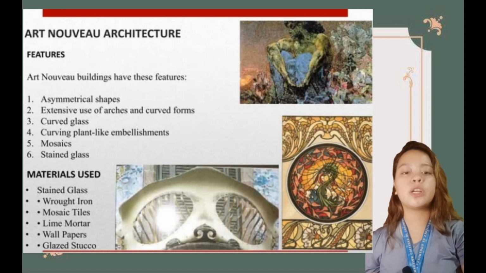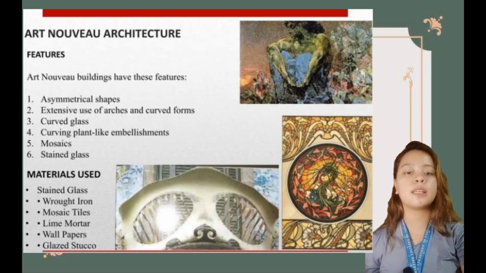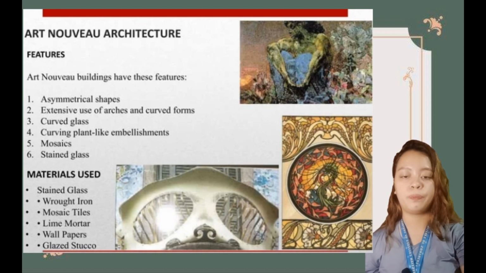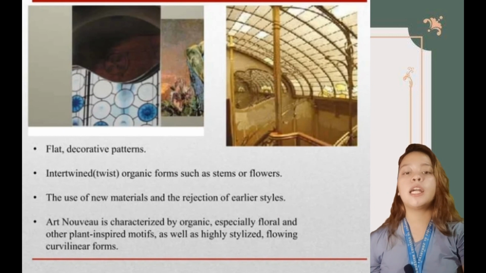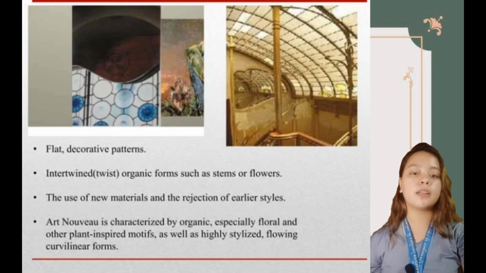Art Nouveau architecture features. Art Nouveau buildings have these features. First, asymmetrical shapes. Second, extensive use of arches and curved forms. Third, curved glass. Fourth, curving plant-like embellishments. Fifth, mosaic. Sixth, stained glass. So the materials used are stained glass, wrought iron, mosaic tiles, lime mortar, wallpapers, and glazed stucco. Flat decorative patterns, intertwined or twisting organic forms such as stems or flowers, the use of new materials, and the rejection of earlier styles. Art Nouveau is characterized by organic, especially floral and other plant-inspired motifs, as well as highly stylized flowing curvilinear forms.